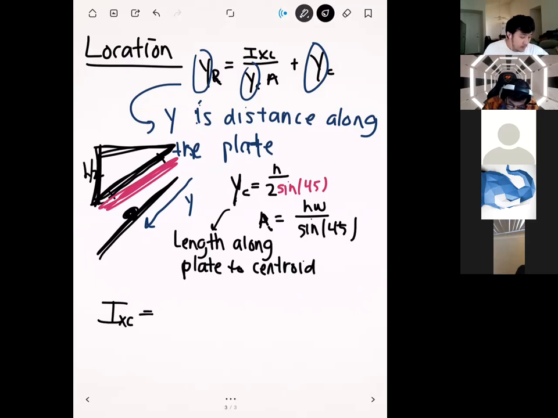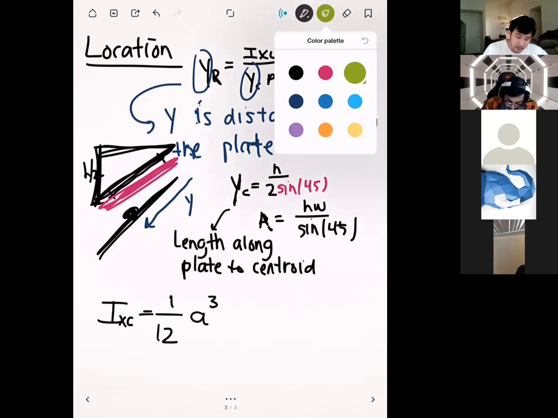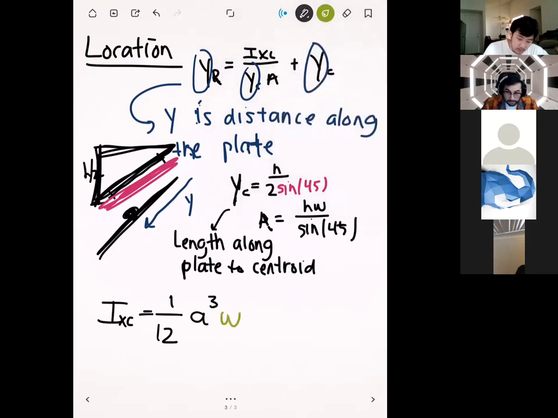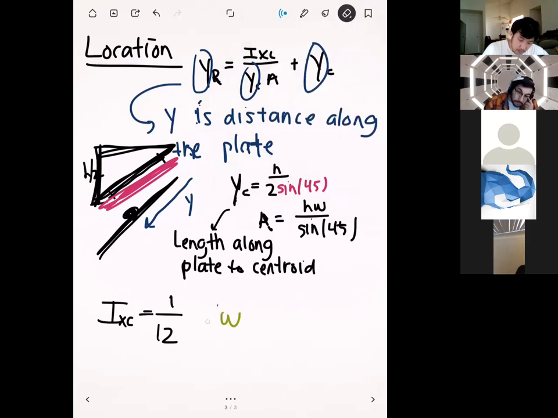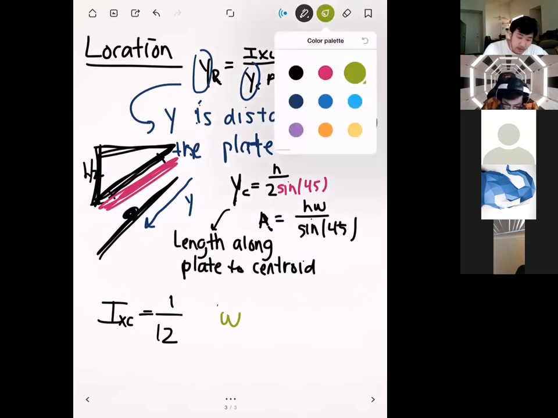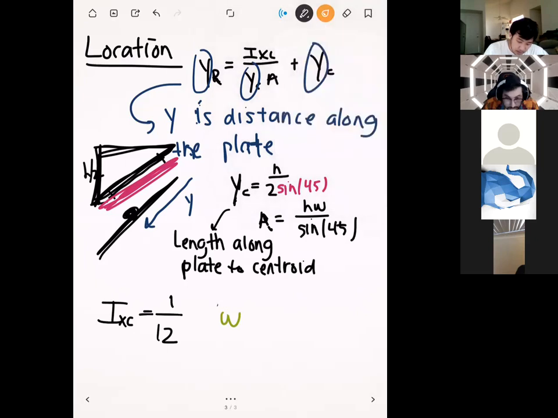Normally this is 1 over 12 times one of the lengths of the rectangle cubed, which is the one that it's going to be rotating about, times b. And we know in this problem, or at least from part A, that our B coordinate is going to be given by W. And so our A coordinate here is going to be slightly different because of the geometry.